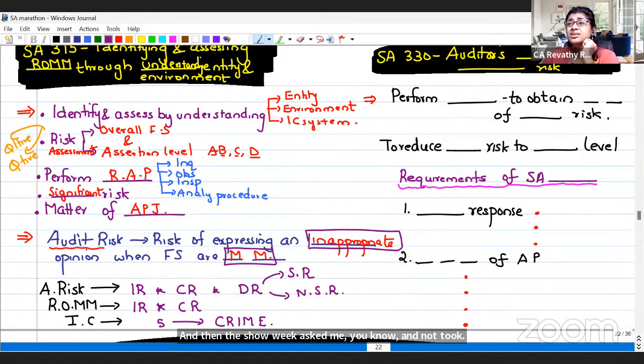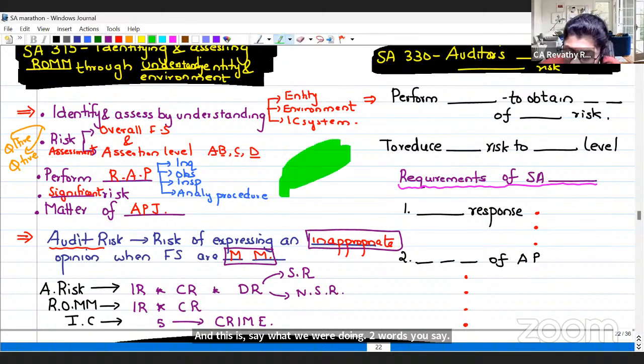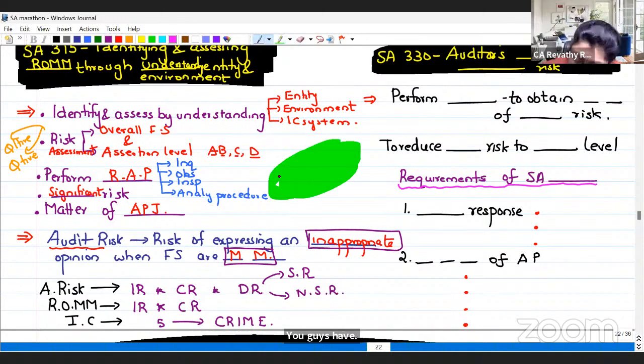That guys, in this essay, what were we doing? Unless you guys ask me, why should you have all the fun, I will also have fun. Unless you ask me, I won't say. In this essay, what you were doing, two words, you say. You guys have identified and assessed risk.